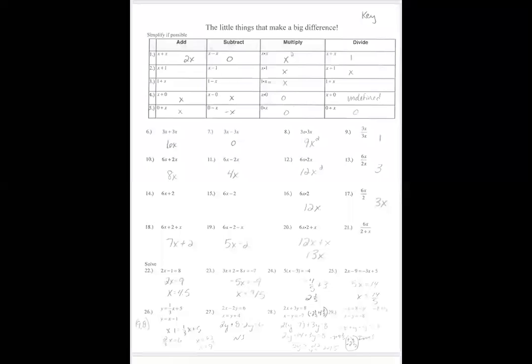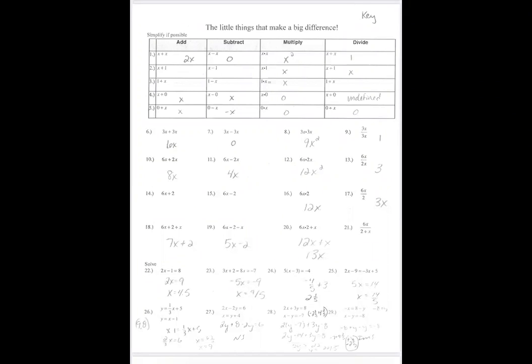Moving on to some others with basic operations, simplifying, combining like terms, just some basics. So for number 6, 3x plus 3x would simplify to 6x. For number 7, 3x minus 3x simplifies to 0, nothing.